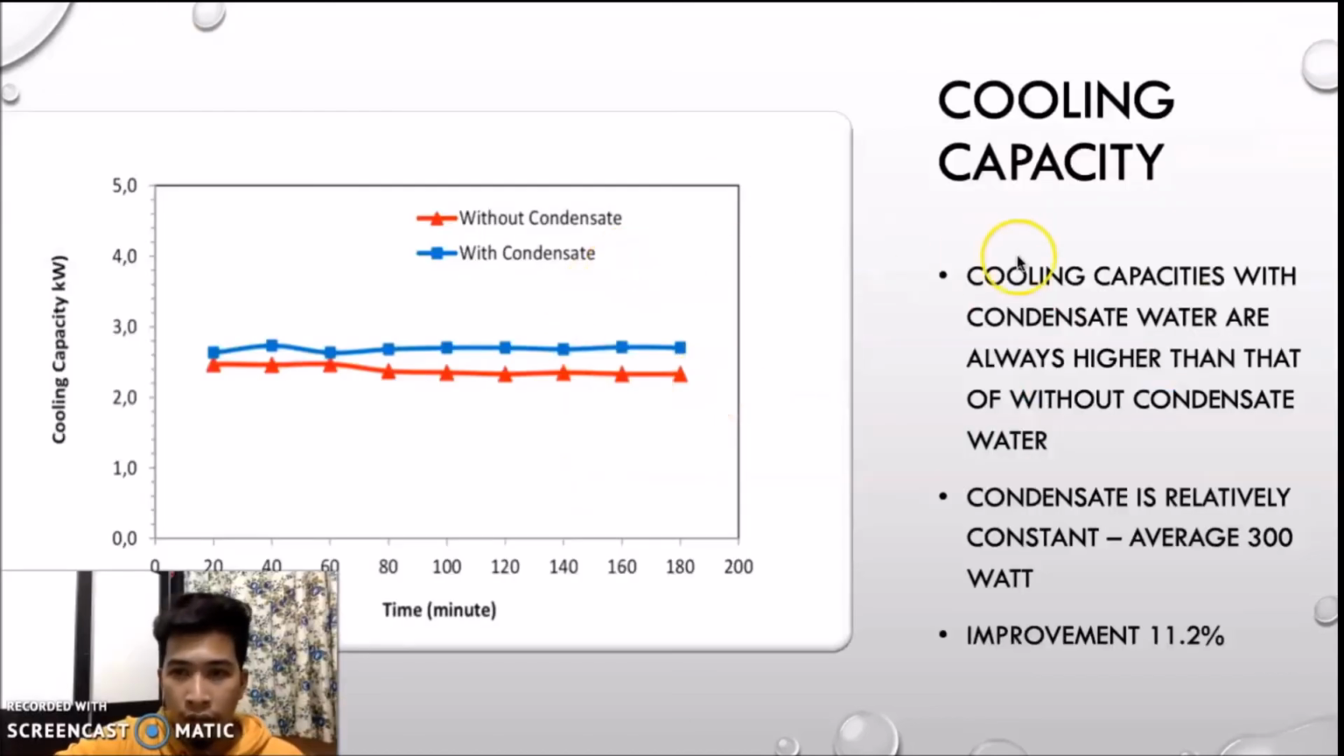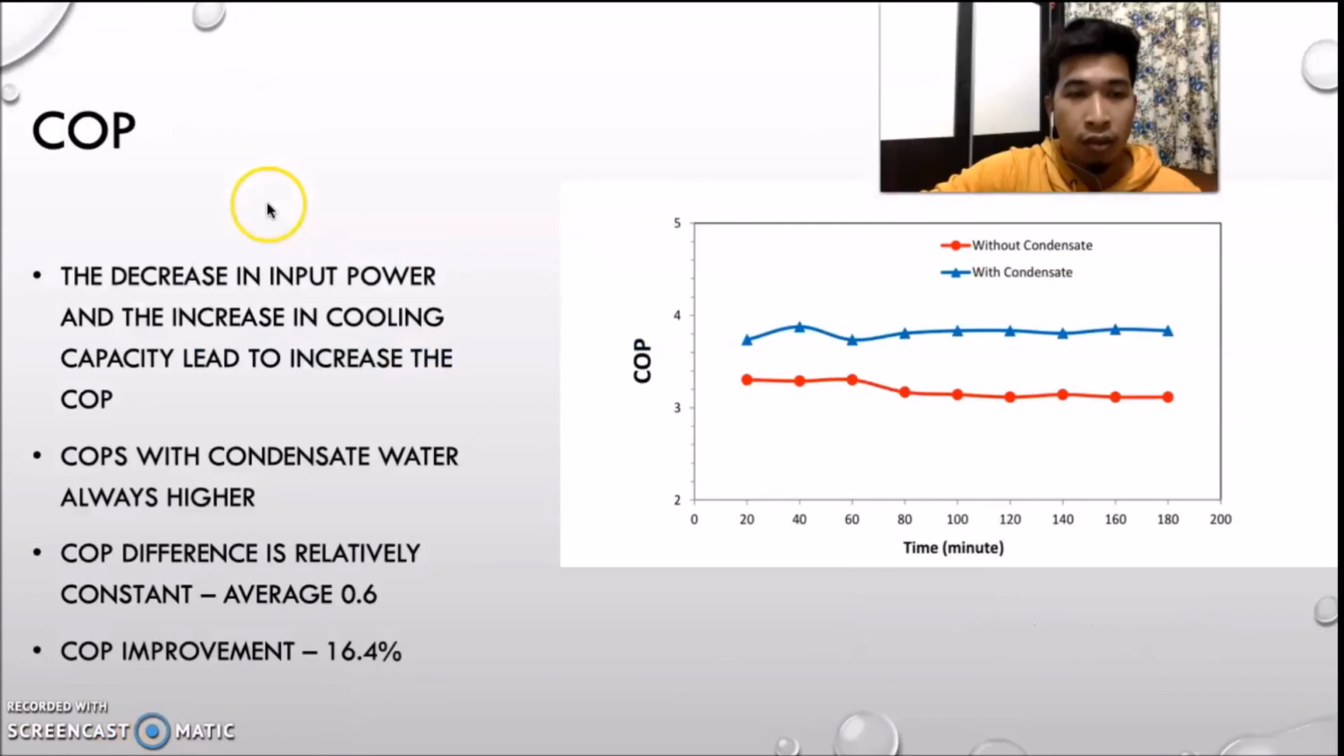Now we look at cooling capacity. Cooling capacity with condensate water is always higher than that without condensate water. The difference is relatively constant, with an average of about 300 watts, and the improvement with condensate is 11.2%.